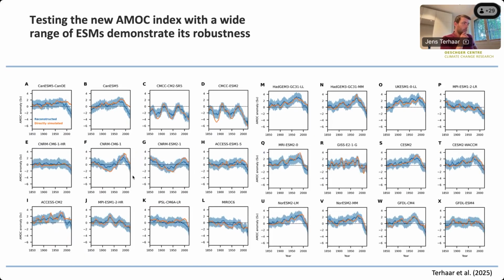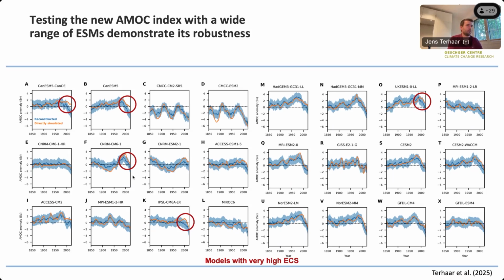Here it is for all 24 models that we used. And you can see that the reconstruction works well in almost all cases. Then we have a few exceptions coming towards the end of the time series, up to 2014 here. And we see that the reconstructed AMOC in some models is lower when it declines than the actual simulated AMOC, so the reconstruction overestimates the decline.